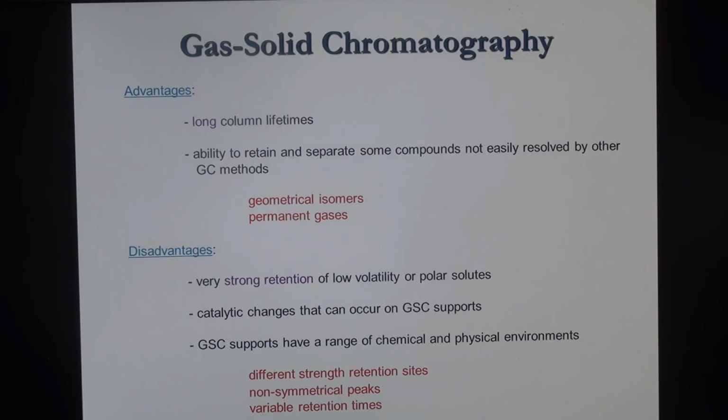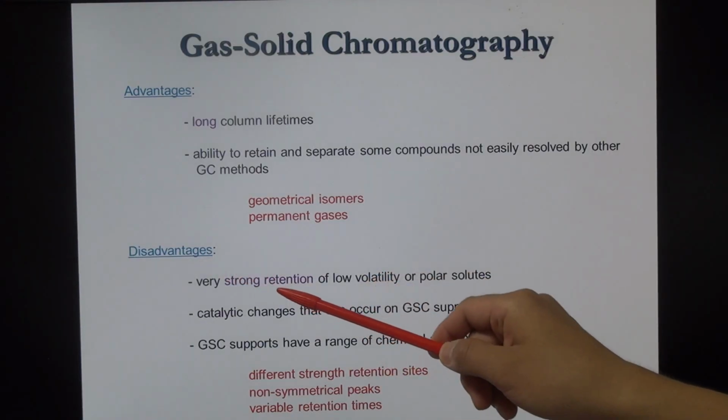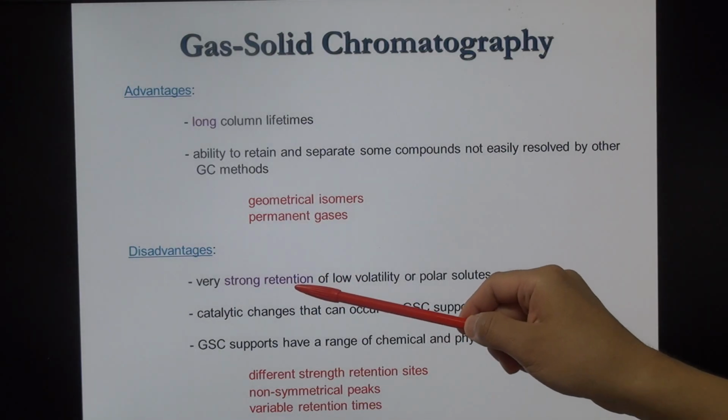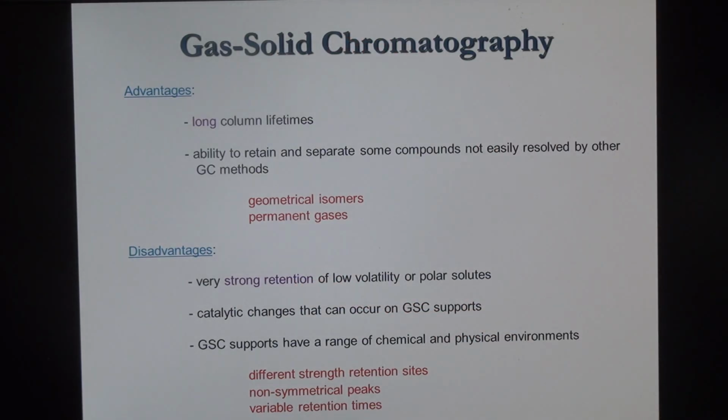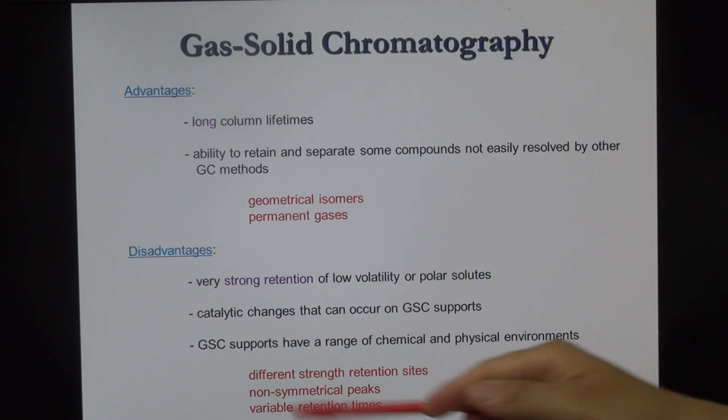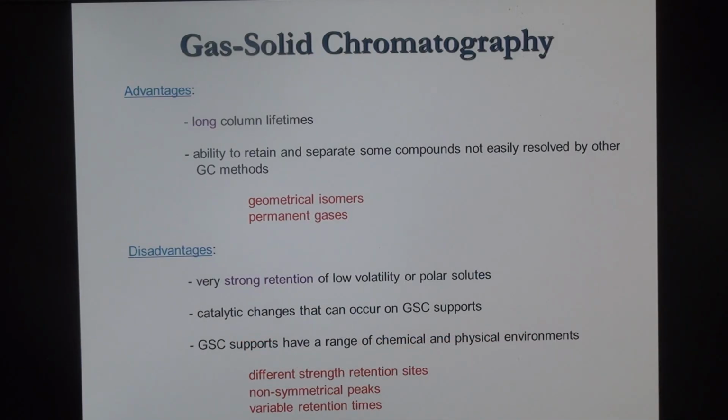But there are also disadvantages, such as very strong retention, because of strong interaction of the solid stationary phase with the solute. Also, there could be catalytic changes of the solute material at the stationary phase. And also, the GSC stationary phase has a range of chemical and physical environments, so it can only be used for a certain range.